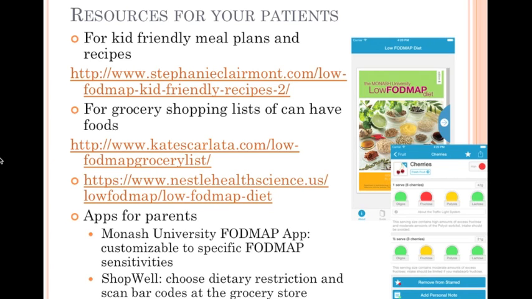Apps may also be helpful for grocery shopping. The Monash University app was shown in the brief video during the first presentation. However, this app may be costly for some. So an alternate free option is the Shopwell app. Shopwell allows the user to plug in their dietary restrictions, and then the user can scan the barcodes of food items, and the app will alert the user if the item is okay per those dietary restrictions. And if it's not, the app will give alternate options as well.